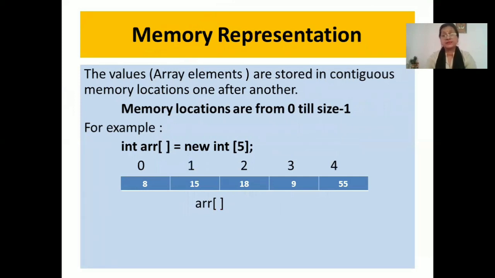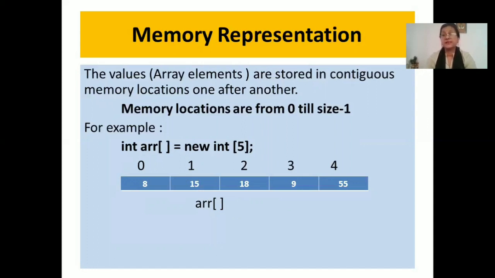Memory representation. The values or the array elements are stored in contiguous memory locations one after another. Since it is a set of values, not a single value, these values are stored in a linear format one after another. All these memory locations are numbered. The memory locations are numbered from 0 till size minus 1. We declare the size at the time of array declaration.